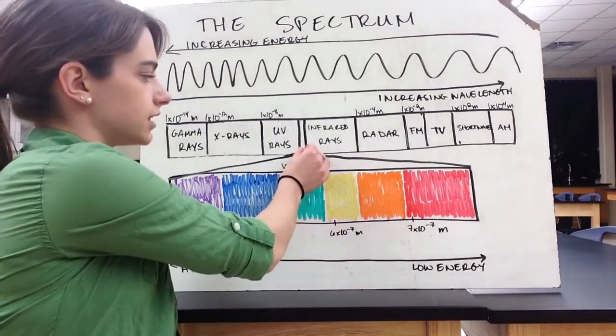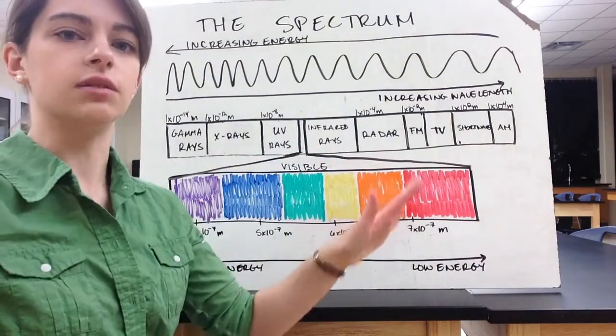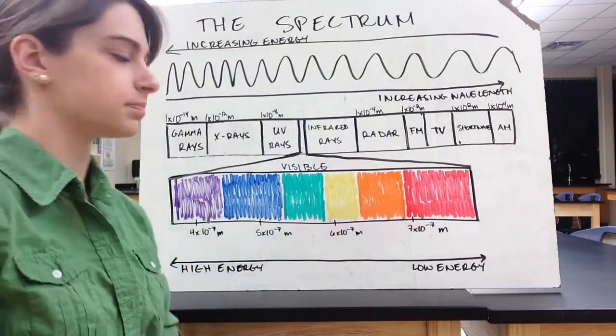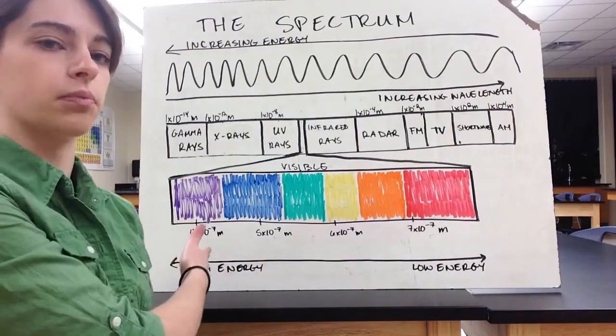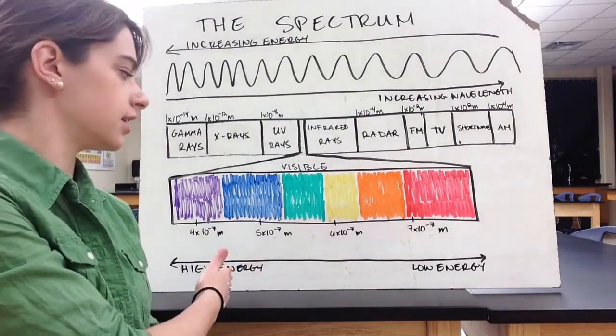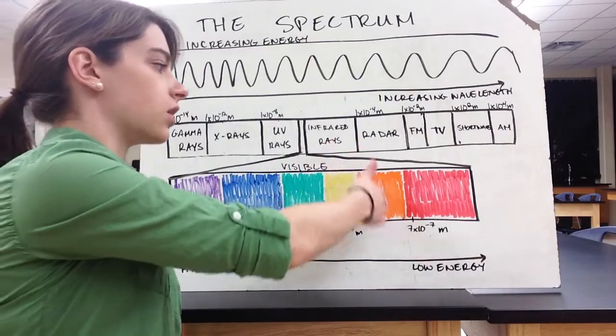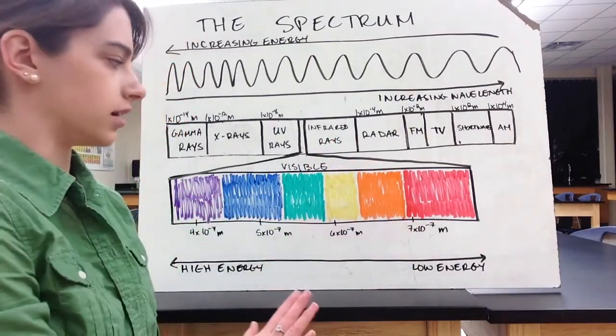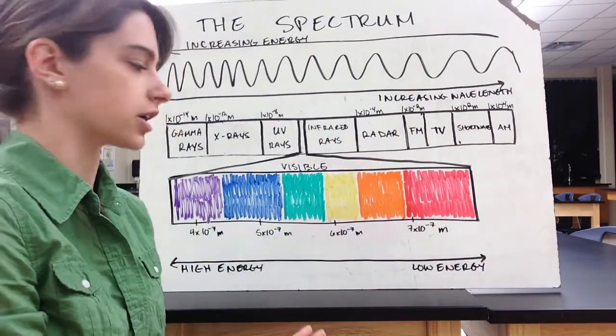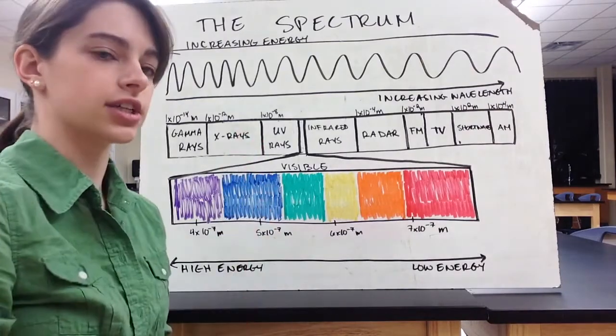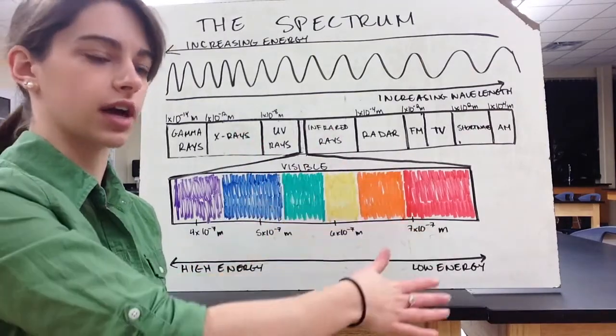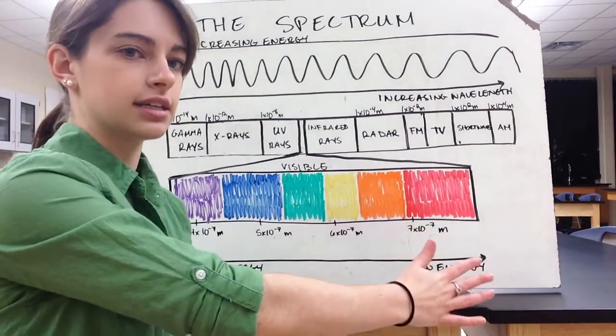So this little tiny range right here is everything we can see. That's why it's called the visible spectrum. And it starts with purple. Purple has the highest amount of energy. And then it goes blue, green, yellow, orange, red. Now, my colors, for the sake of not ruining my markers, they're pretty distinct sections. It's really a whole blur of colors. It's a very continuous spectrum.